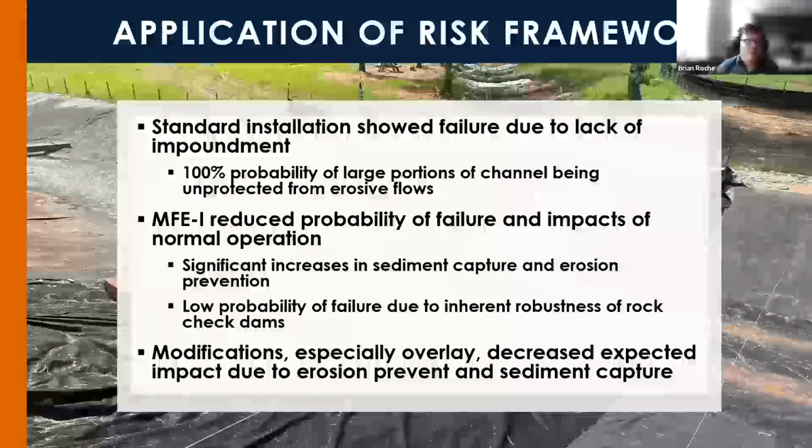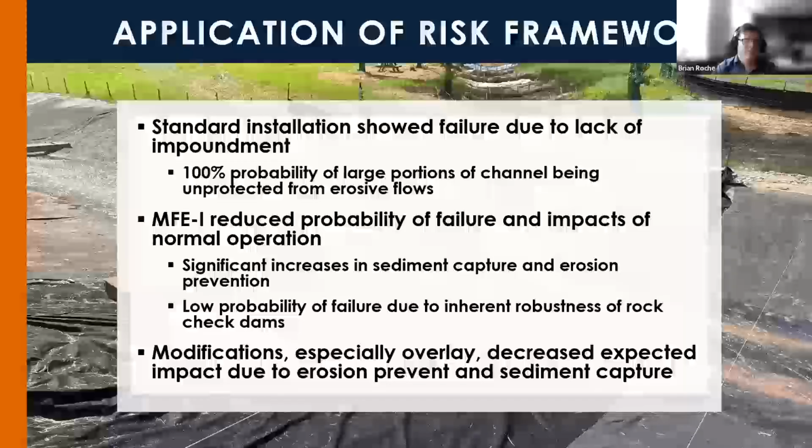So we wanted to apply that risk framework to this testing. That standard installation showed a failure under all conditions due to the lack of impoundment. So we assume that to be 100% probability of failure due to those large portions of the channel being unprotected from erosive flows. We found that most feasible and effective installation would reduce that probability of failure, as well as the impact of normal operation through significant increases in sediment capture and erosion prevention, as well as decreased discharge turbidity.